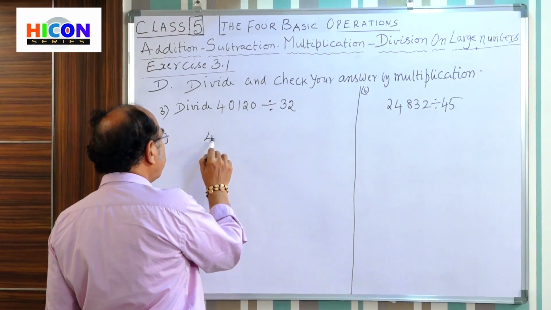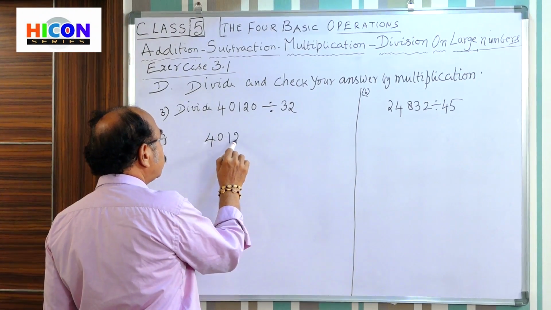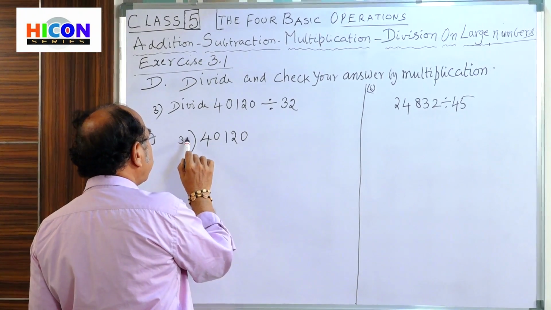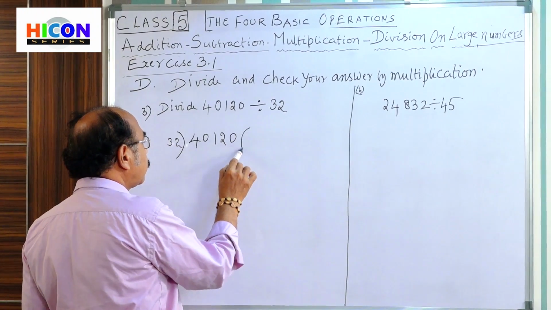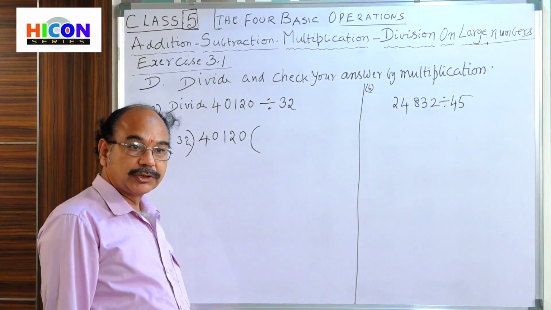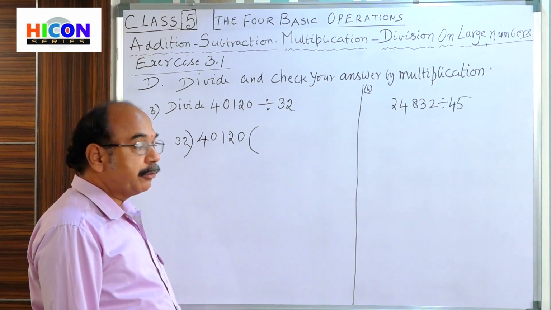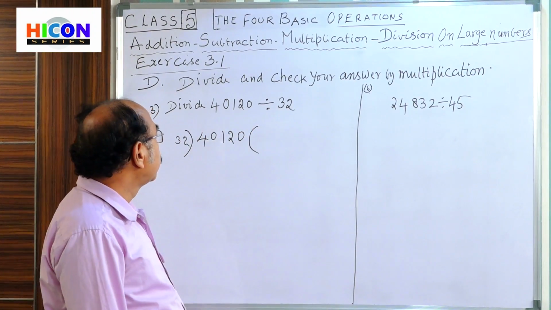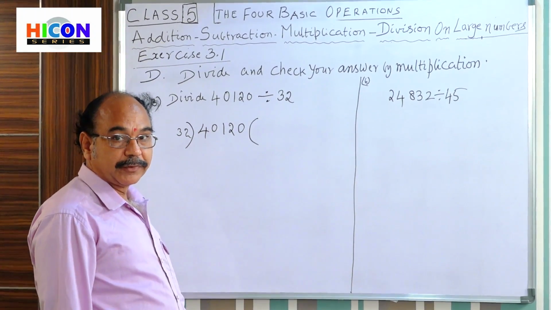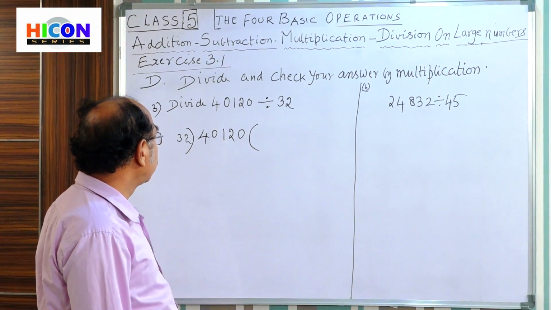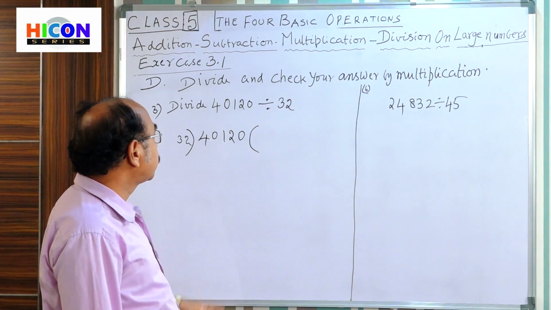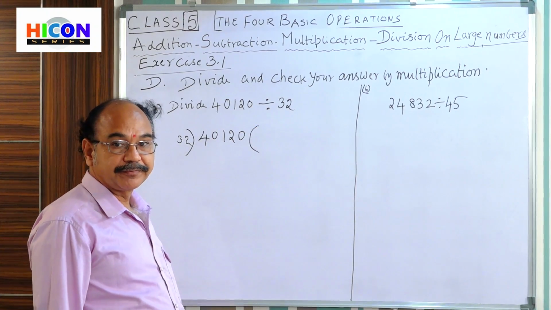See here, 40,120 divided by 32. 40,120 is to be divided by what number? 32. 40,120, this is called the dividend. Already I told you. It is to be divided by what number? 32. That is called the divisor.